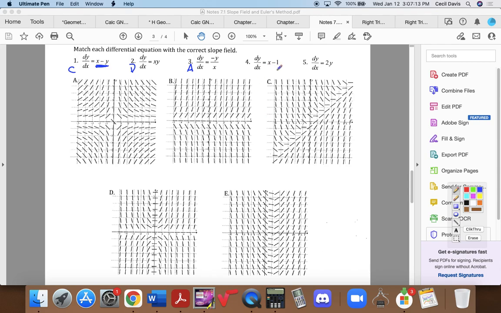All right, how about this one? Where is the slope 0? When x is 1. When x is 1, the slope is 0. That's E, right? And I want you to notice something. As I move up and down, do the slopes change? No, because there is no y in the differential equation. Likewise, this one, there's no x, so as I move left and right, there should be no change. What am I left with? B. And notice as I move left and right, no change in the slopes.